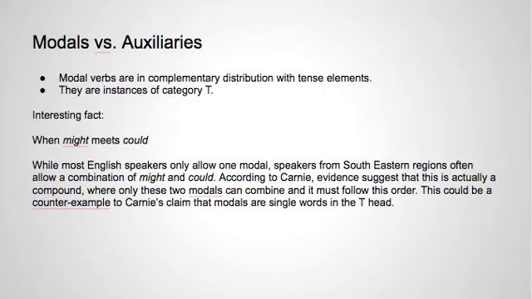However, an interesting fact is that while most English speakers only allow one modal, speakers from southeastern regions often allow a combination of might and could. According to Carnie, evidence suggests that it is actually a compound, where only these two modals, might and should, can combine, and it must follow this order. This could be a counterexample to his previous claim that modals are single words.